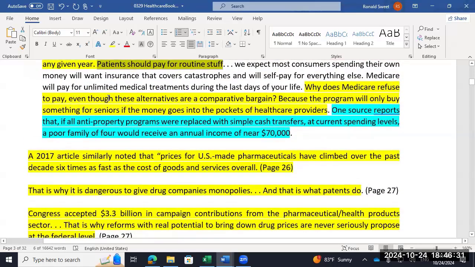Why does Medicare refuse to pay even though these alternatives are comparative bargains? Because the program will only buy something for seniors if the money goes in the pockets of healthcare providers.